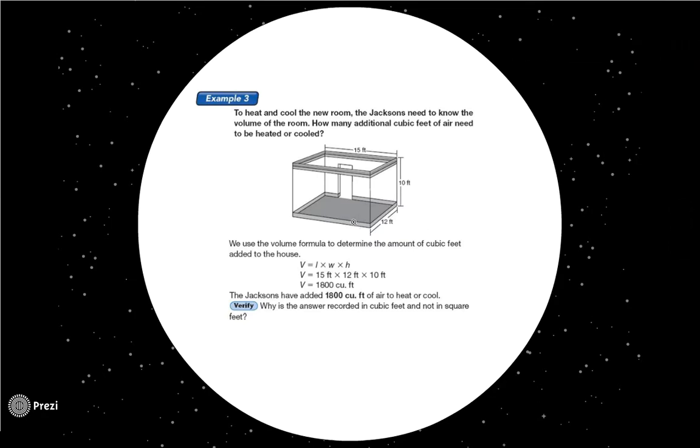Anyhow, we're on example number 3. Now, they want to figure out how many additional cubic feet of air need to be heated or cooled. So in order to do that, we need to find how much air we could fit in here, or the volume of this. Remember, the volume is length times width times height. We're going to use the volume formula, which is 15 times 12 times 10, which equals 1,800 cubic feet. Remember, we do volume in cubic feet because we do feet times feet times feet, which makes cubic feet.